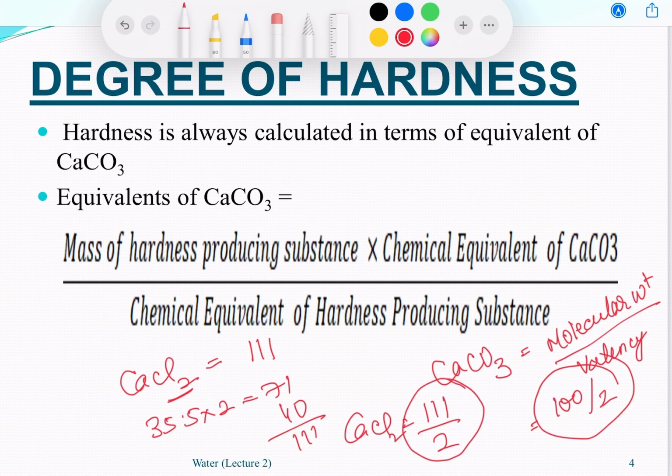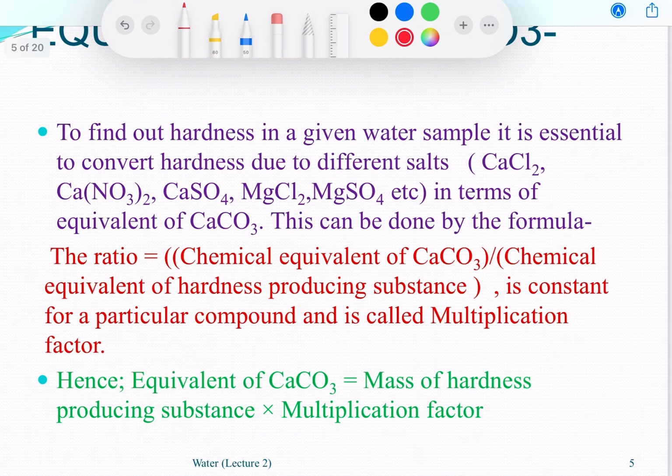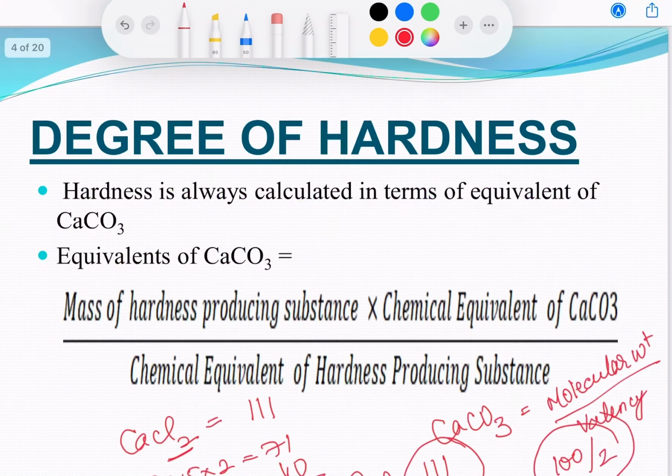So when you solve it, you will get hardness in terms of equivalents of CaCO3. We will do numericals and this will become clear to you later. Now this is exactly the same thing we have studied earlier. One more thing I would like to tell you.